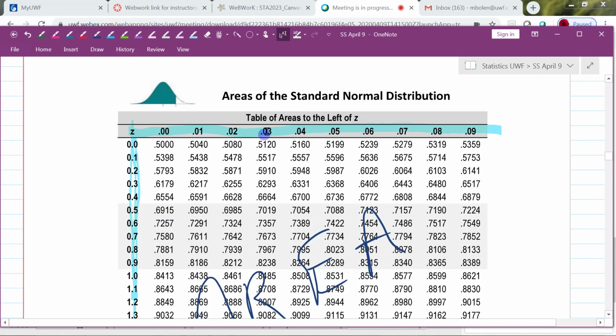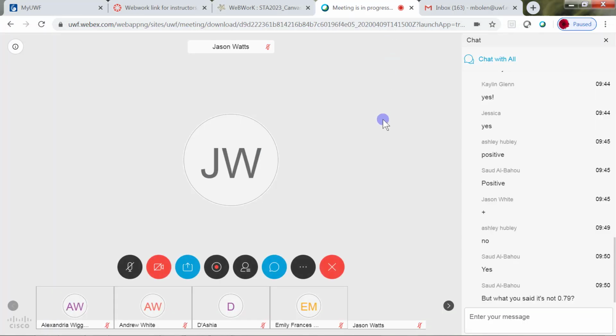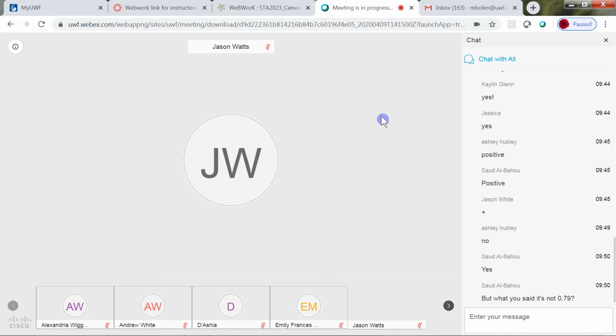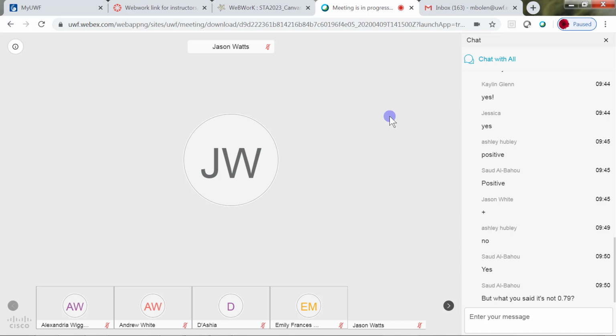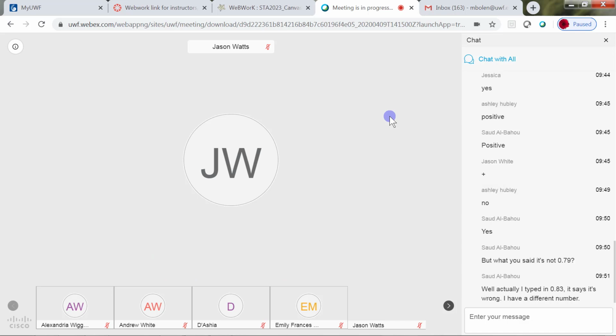I put this and this together to make the number 0.83. The 0.7957 is the area. It asked for the Z. Are you understanding? That's right, you have a different number. You have to solve your own problem. I'm teaching the concept using my numbers, and then you have to take the concept and apply it to your numbers to get the right answer.